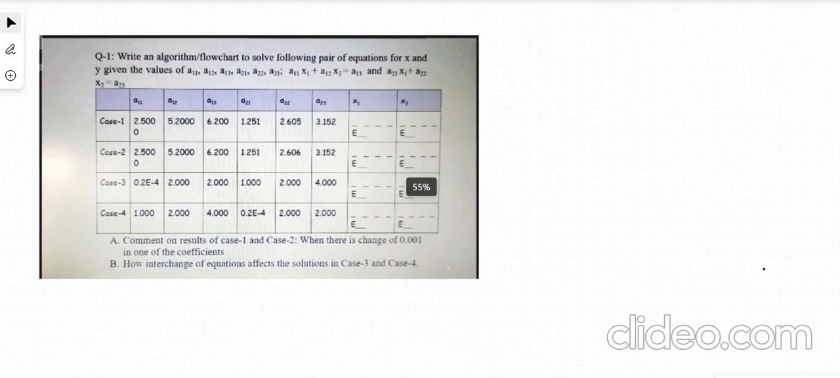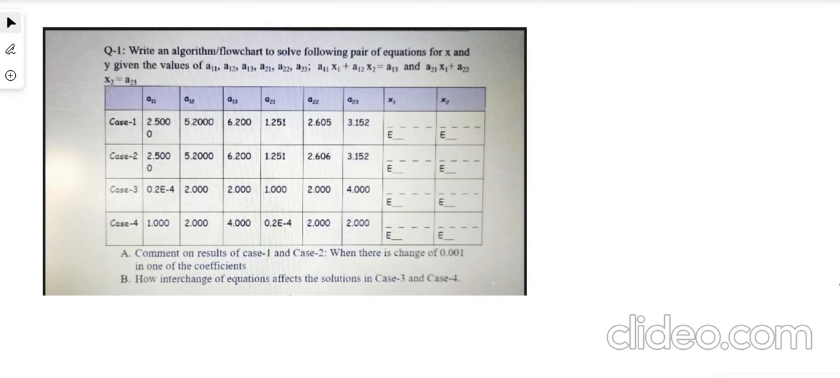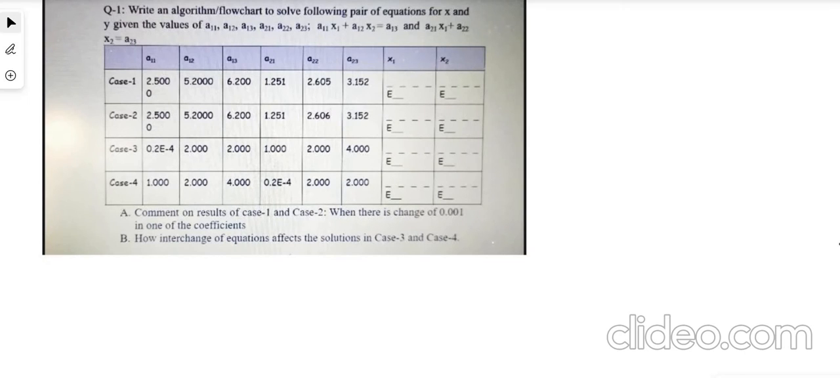Question 1 of test 1. The question is, write an algorithm flowchart to solve the following pair of equations for x and y, given the values of the variables a11, a12, a13, a21, a22, a23. The given equation is a11 x1 plus a12 x2 equal to a13, and the second equation is a21 x1 plus a22 x2 equal to a23. Given the following cases, case 1, case 2, case 3, case 4, we have to solve the following questions.